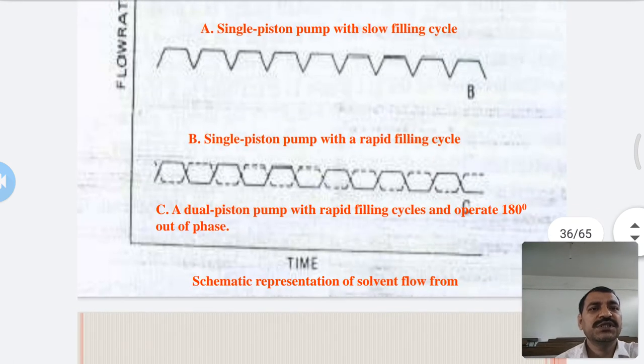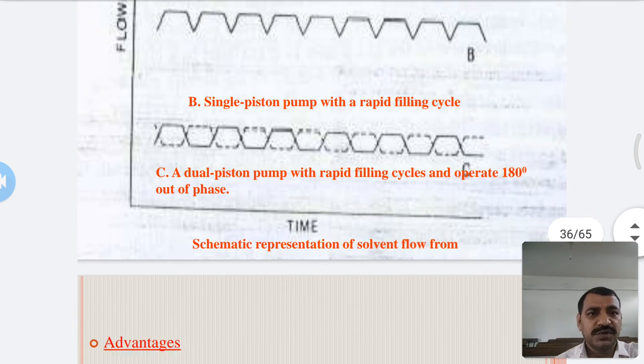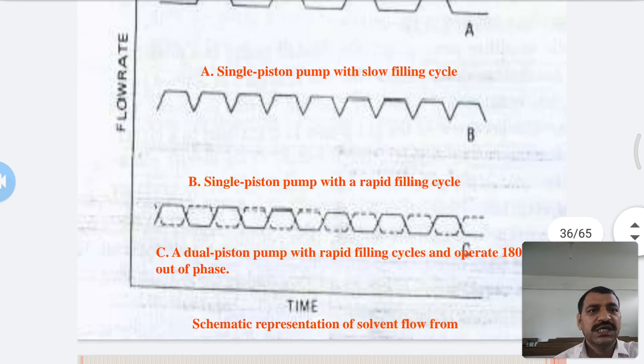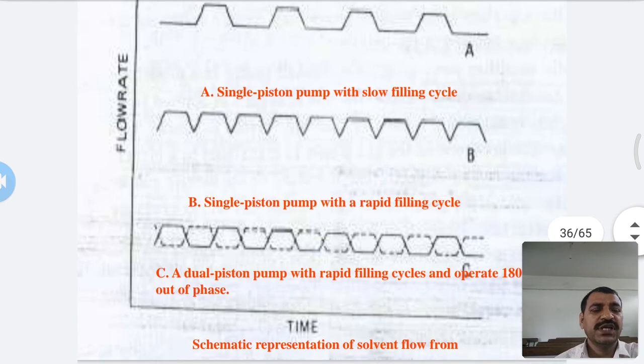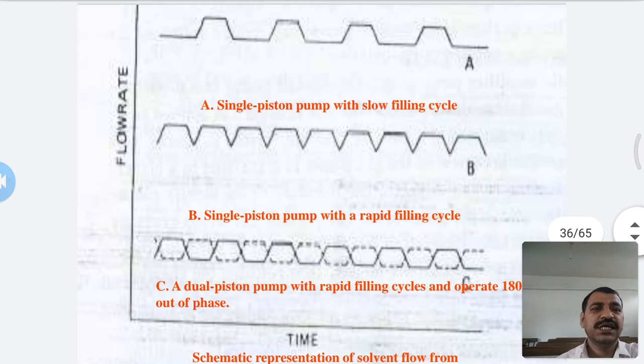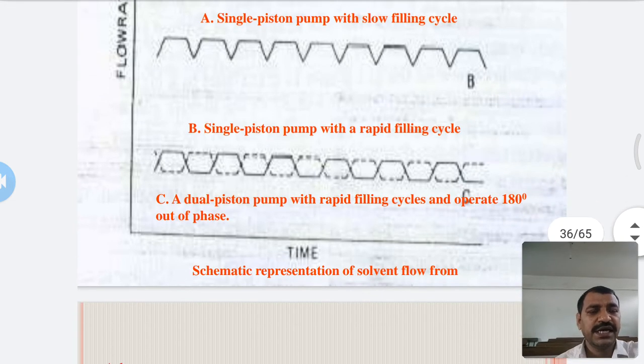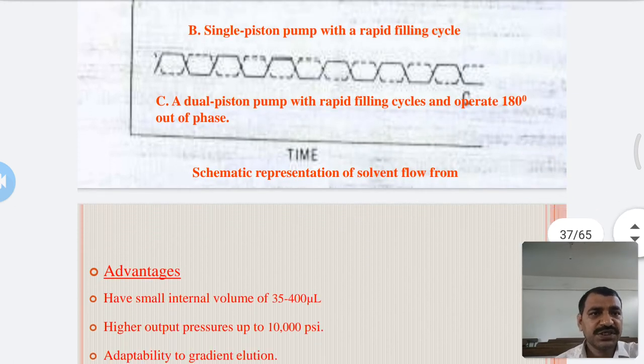Okay, so single piston pump and dual piston pump, this is the difference. A is the single piston pump with a slow filling cycle, at that time their rate will be slow. Then the single piston pump with rapid filling, at that time the flow rate is high as compared to the first. And then the dual piston system with rapid filling cycles operates near about 180 degrees out of phase. Okay, so this is the representation of solvent flow.